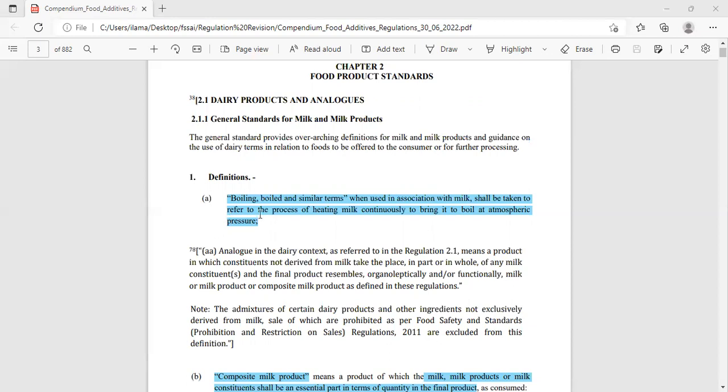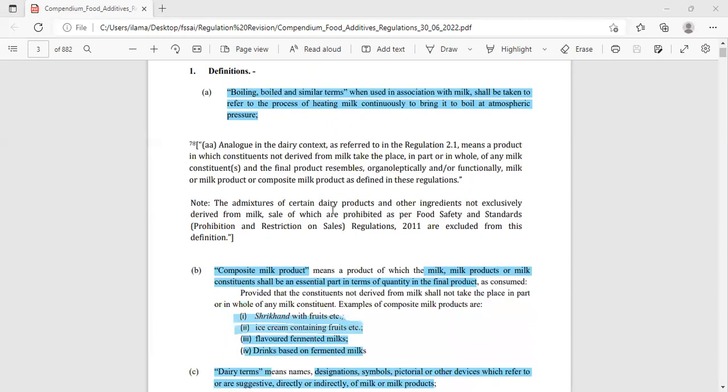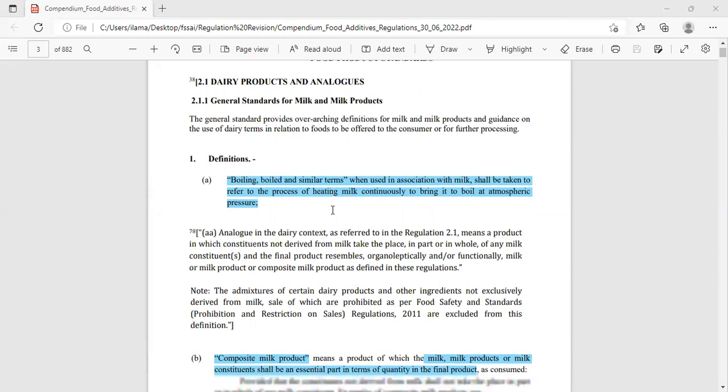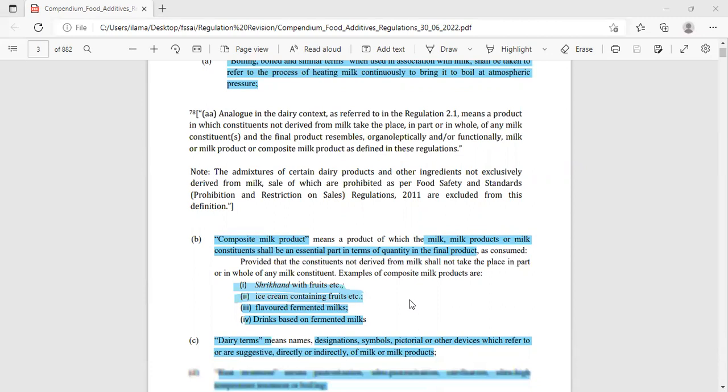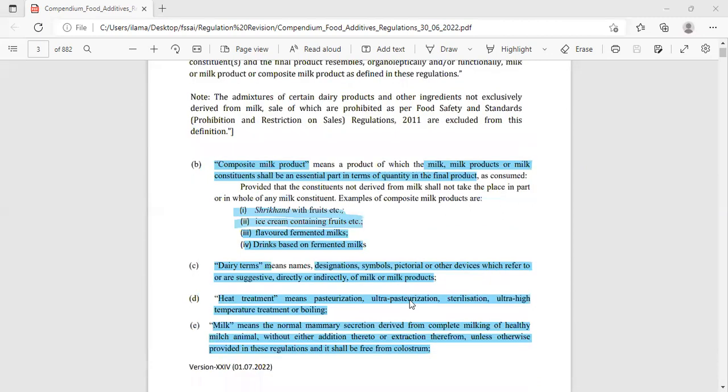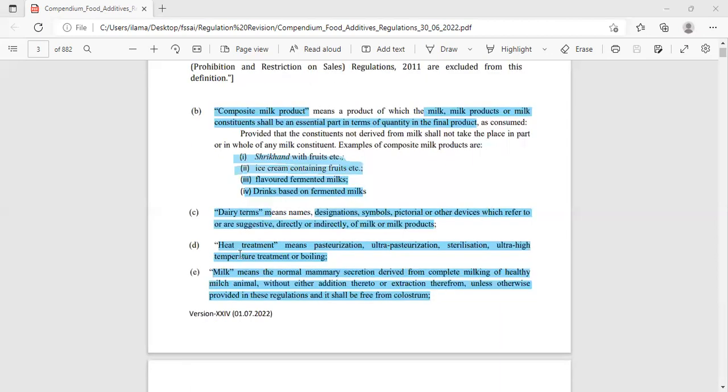Read what is boiled milk and boiled milk products, and what is a composite product, which has a constituent. Like if we are using shrikhand with fruit, then it is a composite milk product. Note what is composite milk product and the possible examples. And according to the FSSAI Act, heat treatment means pasteurization, ultra pasteurization, sterilization, ultra high temperature, and boiling.